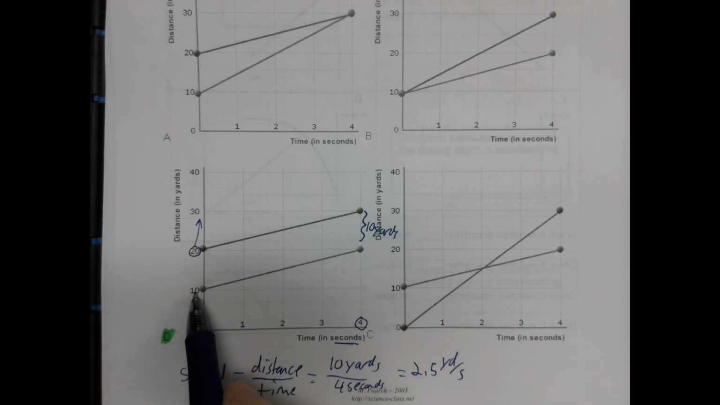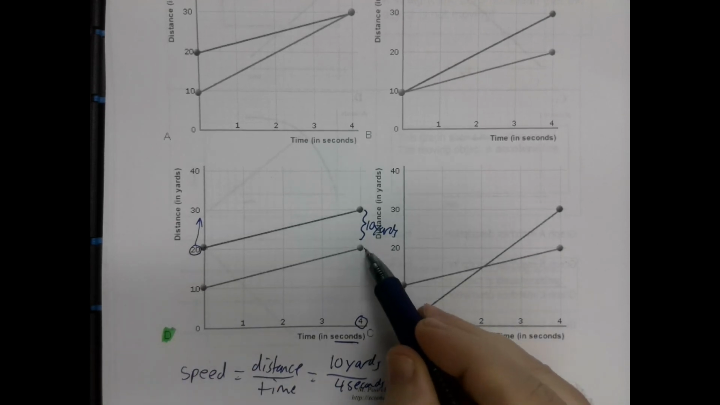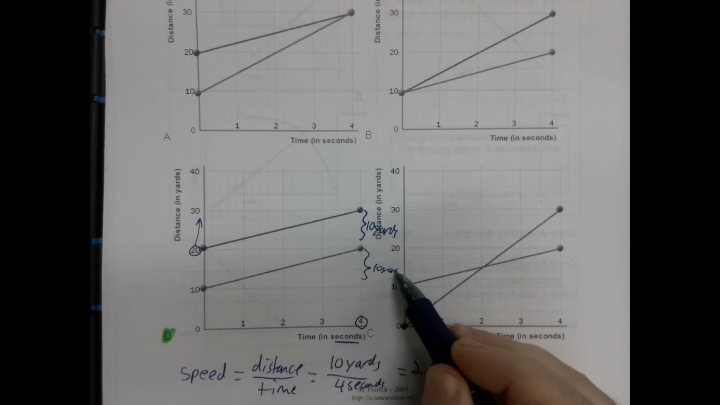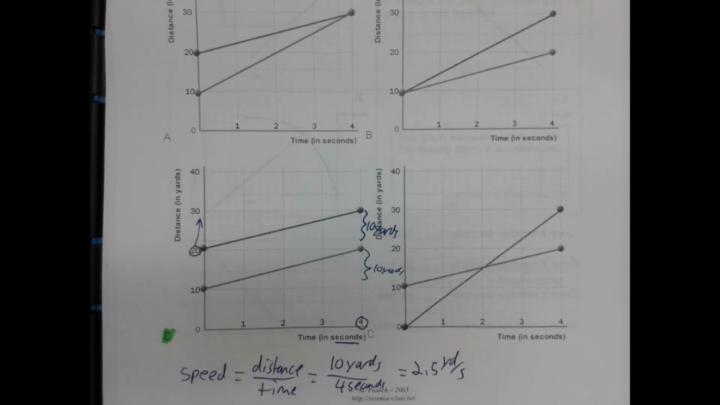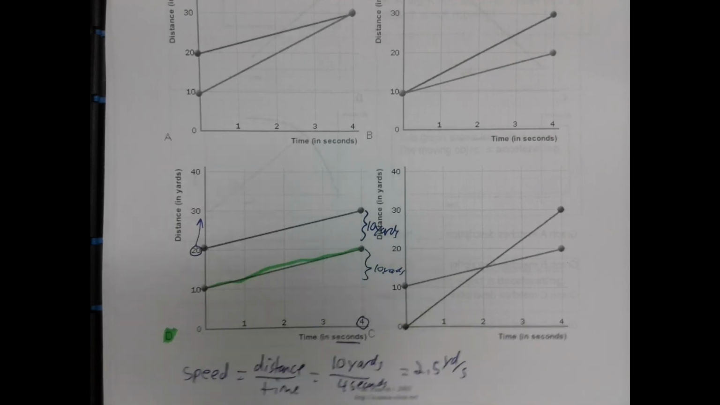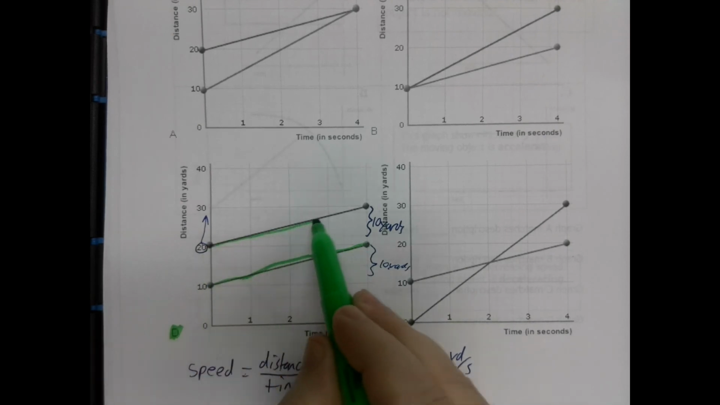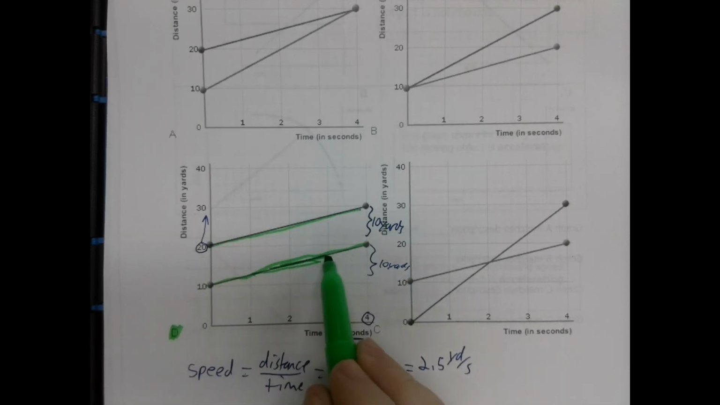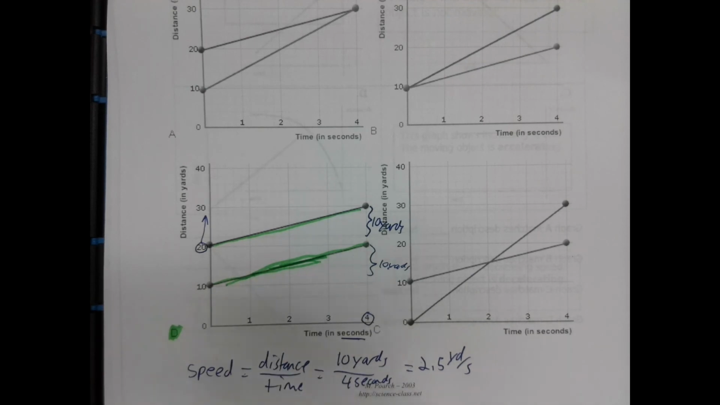This person also went from 10 yards to 20 yards. So that's 10 yards right there, and he did that in 4 seconds. So both of these lines are parallel. Remember, the steepness of the line tells you how fast they're going. If they're both going at the same rate, it would have the same steepness. Make sense?